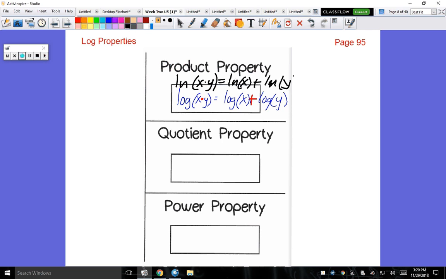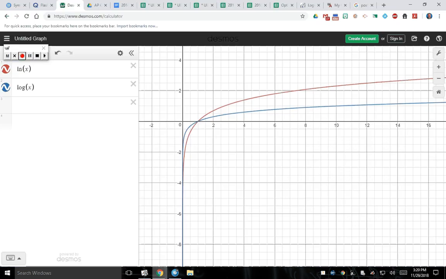Do you think those would actually work as well? Yes, it does. Log or natural log, they're the same, okay? Because remember, the domains, like I showed you back on this thing here, are the same. Alright, so let's come back.